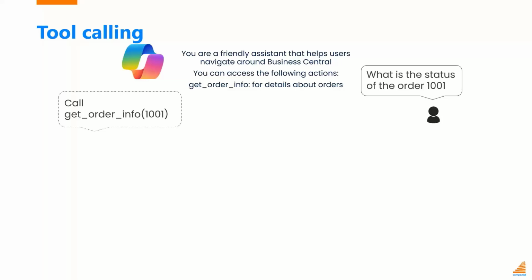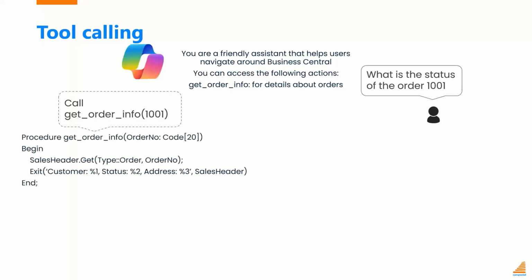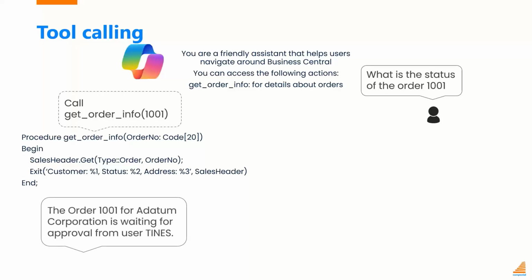And then on the BC side of things, we would have a procedure like this. Don't pay too much attention to the code here. This wouldn't even compile. It's pseudocode, but it's just a way for you to think about how a function looks. On the Business Central side, it would retrieve a certain sales header, and then it would give more information back to the model, like who's the customer, what's the status of the order, where is this order going. And with this additional information, the model can then reply, your order, well, it's actually waiting for an approval from Tine.